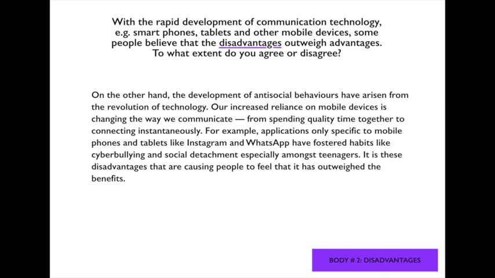on the other hand, the development of antisocial behaviors have arisen from the revolution of technology. Our increased reliance on mobile devices is changing the way we communicate, from spending quality time together to connecting instantaneously. For example, applications only specific to mobile phones and tablets like Instagram and WhatsApp have fostered habits like cyberbullying and social detachment, especially amongst teenagers. It is these disadvantages that are causing people to feel that it has outweighed the benefits.